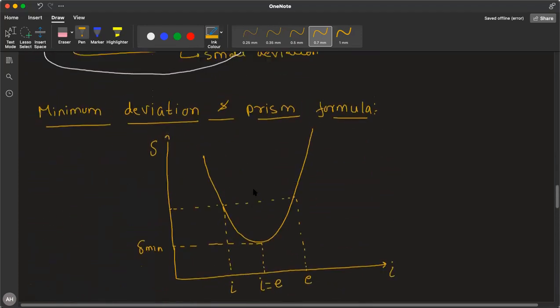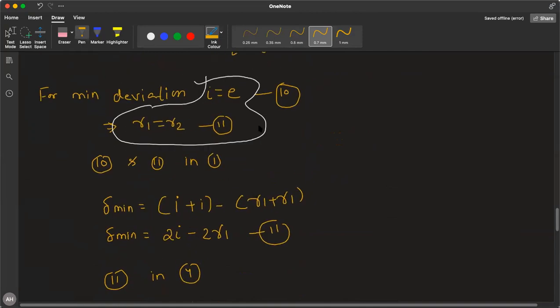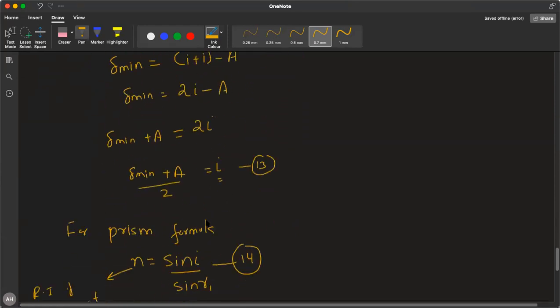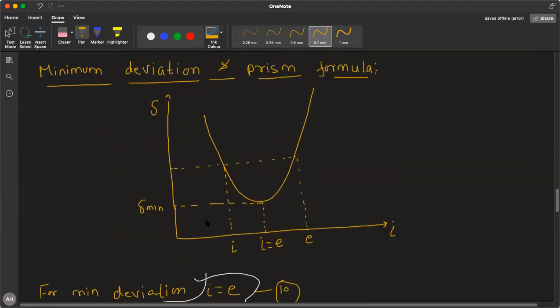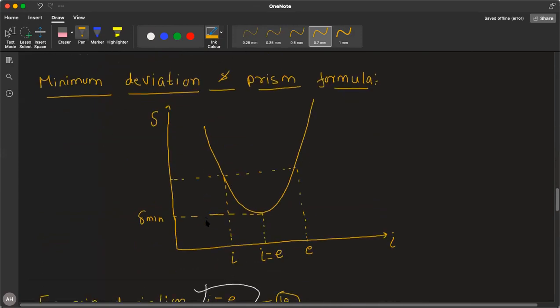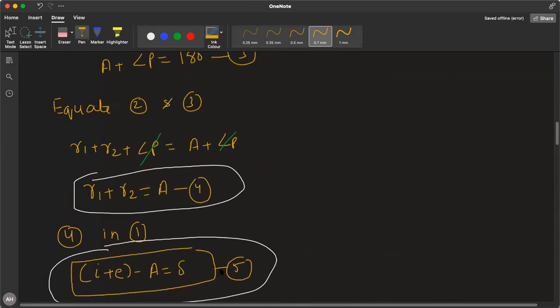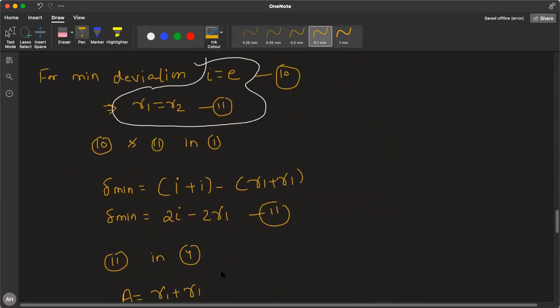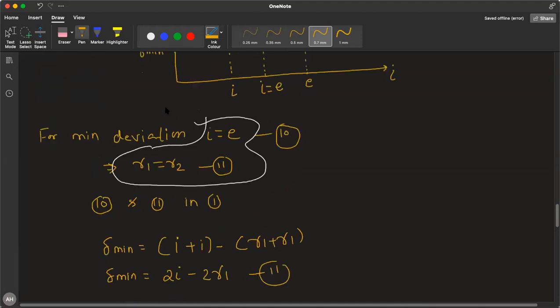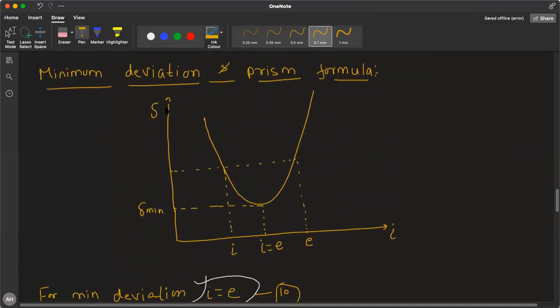Note it down. So for minimum deviation, remember these two conditions only: I is equal to E, R1 equal to R2. That's it. No need to remember all these relations. You can get all these relations from these equations, 4, 5 and all. But you should remember this, that minimum deviation means angle of incidence and angle of emergence are equal. Angle of refraction for first surface and angle of refraction for second surface are also equal. Note it down.